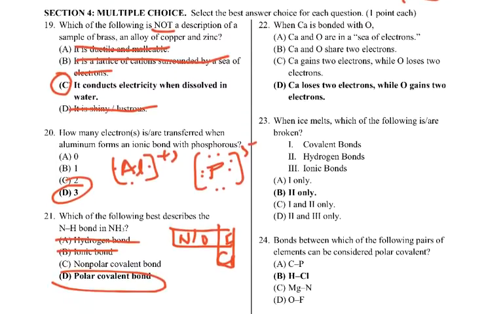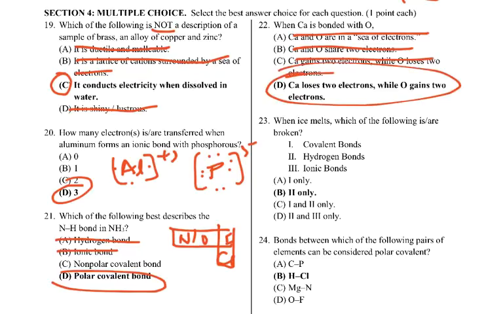Okay, 22. When calcium is bonded with oxygen, we would expect that to be an ionic compound. So calcium and oxygen are in a sea of electrons? No, that's a metal. Calcium and oxygen share? No, that's going to be a covalent. Calcium gains 2 electrons while oxygen loses? That's the right idea, except calcium is the one that loses, and oxygen is the one that gains. So that's this answer here, D.